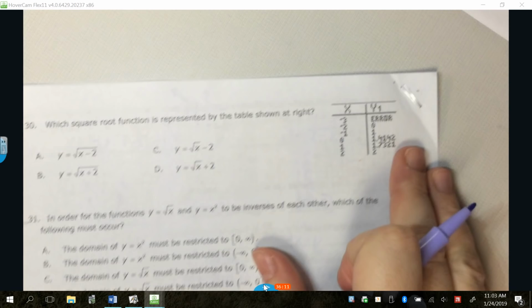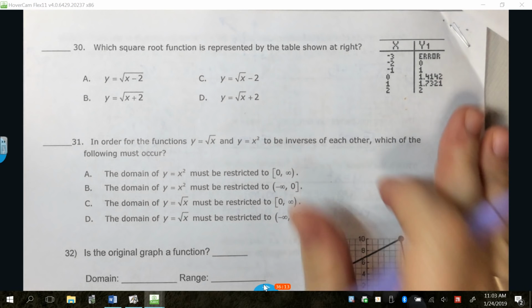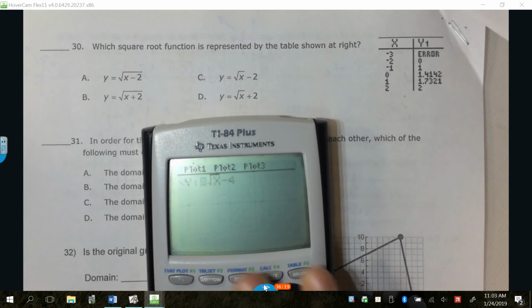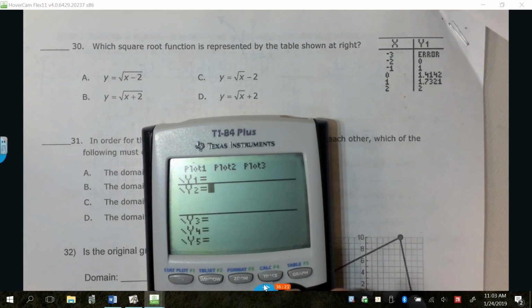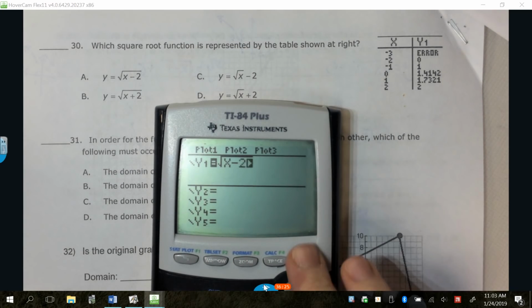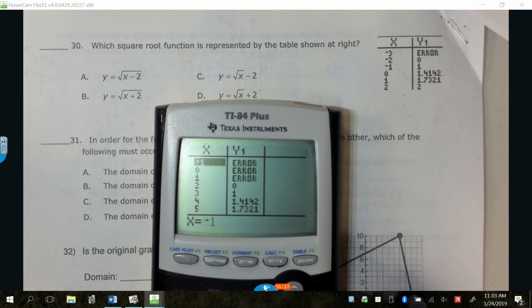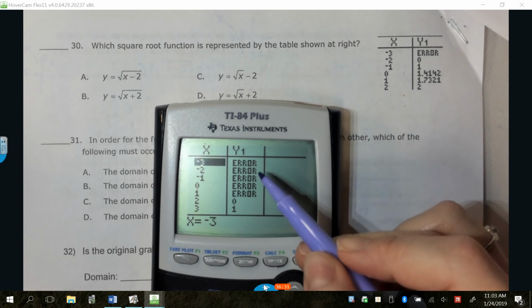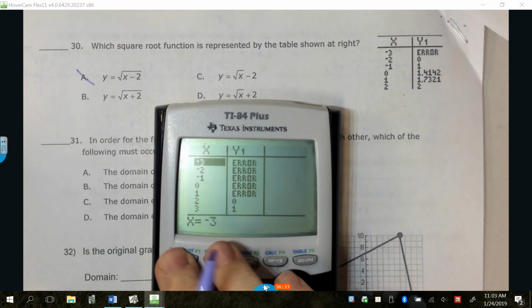Last page. This is a long one. Which square root function is represented by the table shown at the right? Okay, so guys, calculator. There's no point not to use your calculator here. So square root of x minus 2, second graph, start at negative 2, because that's where this one starts, or we'll even go negative 3. This is a bunch of errors, so that's not my answer.